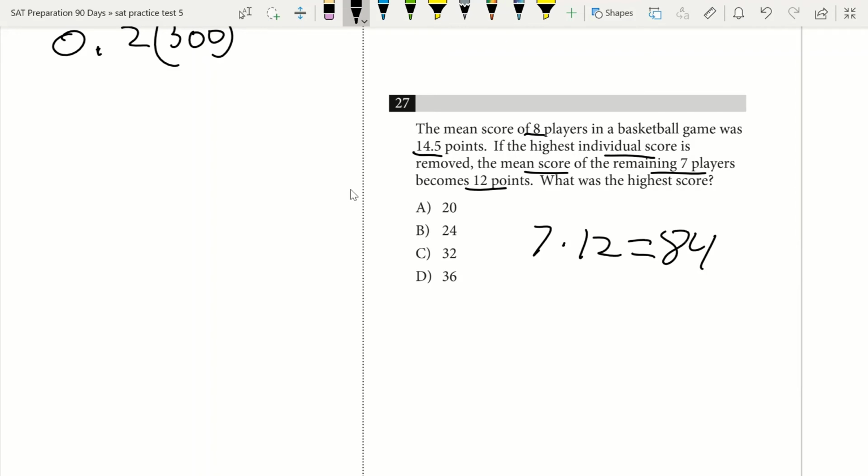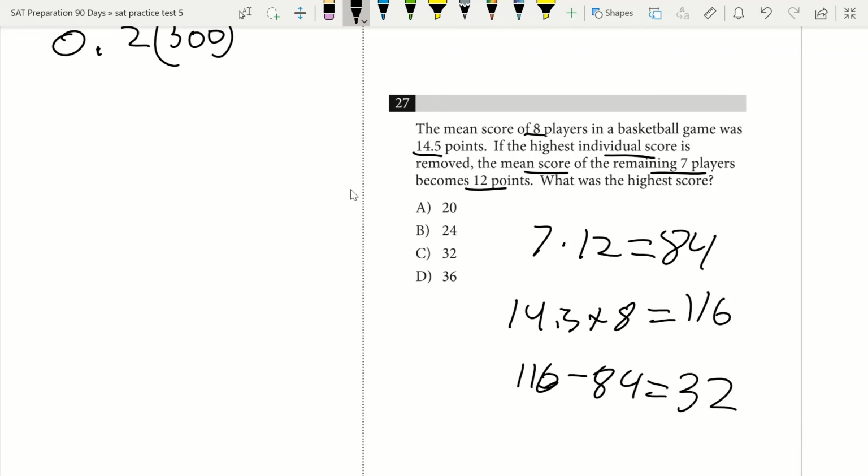Okay, with the highest score, that's going to be 14.5 times 8. I'll plug that in my calculator. 14.5 times 8, that's going to be 116. Okay, I do 116 minus that 84. That's going to give me whatever that last player scored. So 116 minus 84 gives me 32. So the answer is going to be 32. That's how many points that 8th player scored. So the answer there is going to be C for number 27.